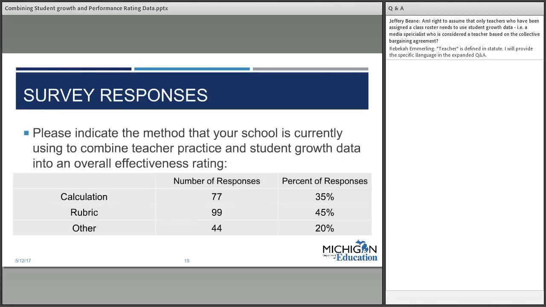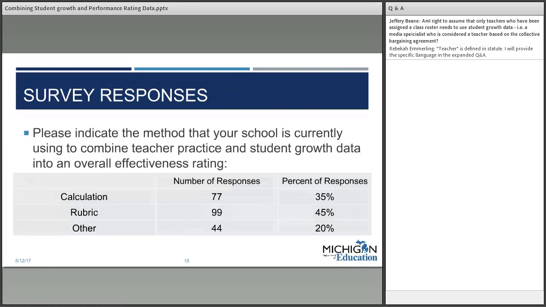Out of the 220 responses that we received, 77 responses, or 35% of the total, indicated that a calculation method was used to combine student growth and teacher practice, teacher performance data. 99 responses, or 45%, indicated that a rubric was used to combine student growth and teacher performance. And 44 responses, or 20% of the total, indicated other, which, when you went through the responses, the responders typically indicated was a combination of calculation and rubric.